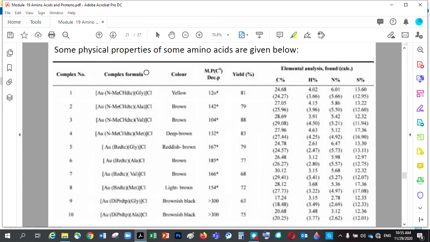Here are some of the physical properties of amino acids, and the elemental analysis found. You will see that they have good melting points. So they are really, I would say, stable. There's no negative melting point or something. They're all positive melting points, and some of them are even higher than 300 degrees Celsius. And you can see the color of these amino acids is between brown and yellow.